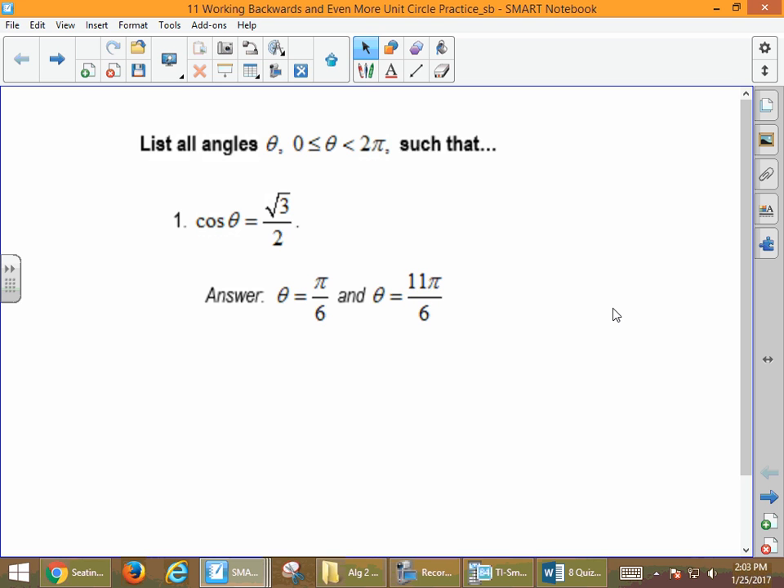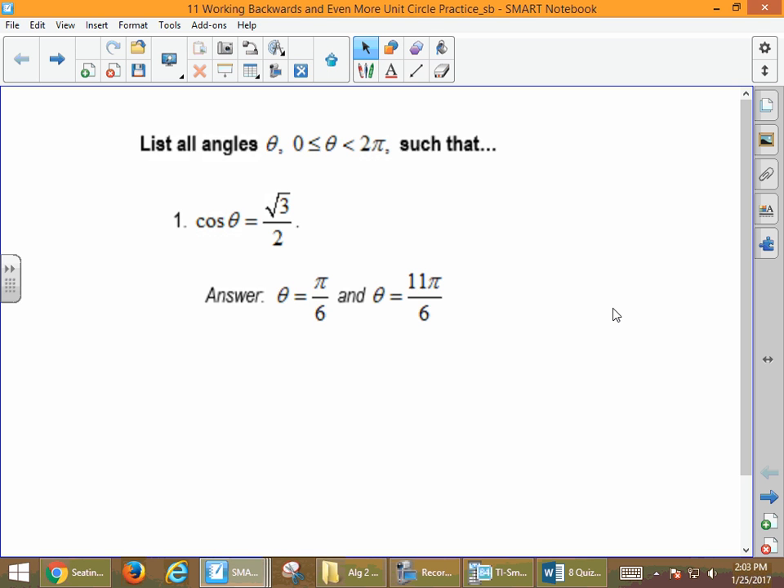Backwards on the unit circle. In our first example, on the paper is done for us, and it says list all of the angles. So this time we know the value of the angle, and we need to go back and figure out what theta is. One thing to notice is that we're going to be working from 0 is less than or equal to theta is less than 2 pi.